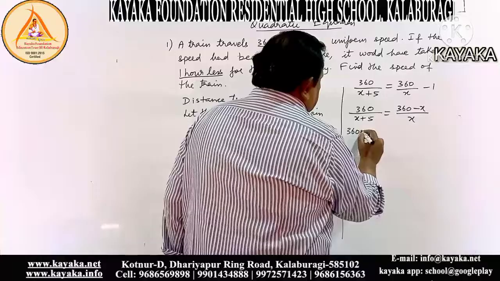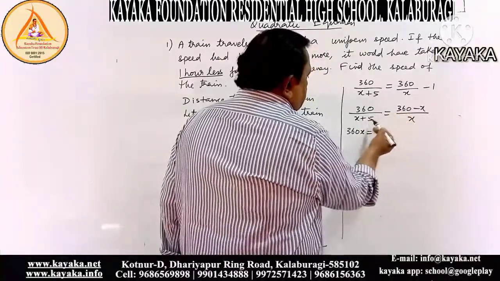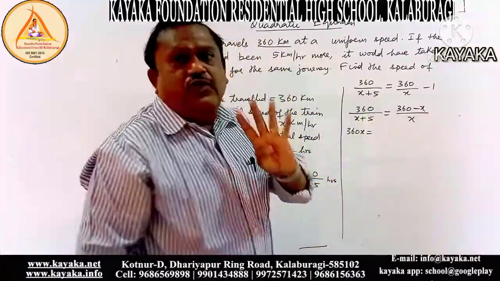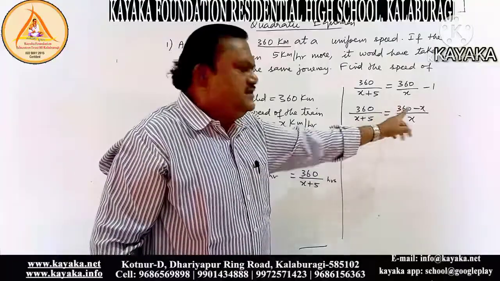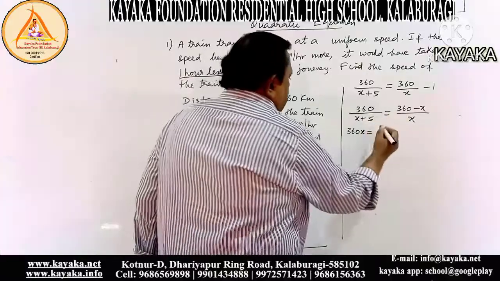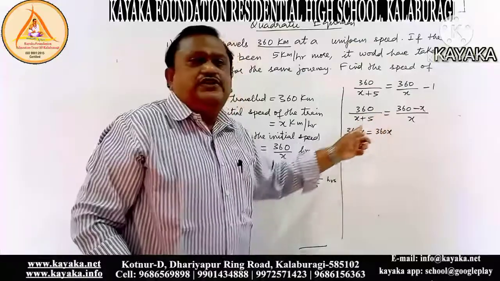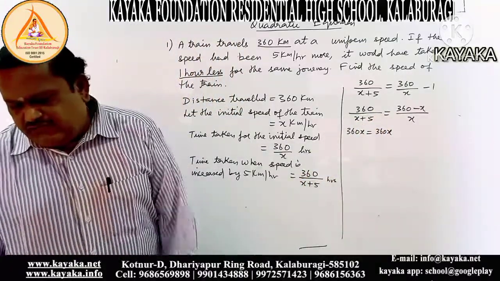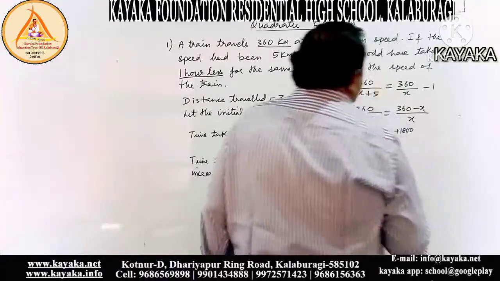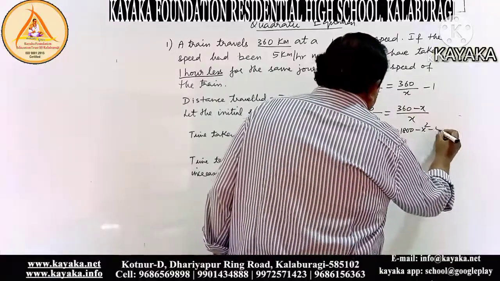You will get 360x will be equal to, here you multiply term by term. This into this you will get. Again, minus x into this, minus x into 5. You will get 4 terms. Therefore, first term you multiply 360 into x, you will get 360x. Next one, 360 into 5, you will get 1800. Now you multiply minus x into x, you will get minus x squared, minus 5x.